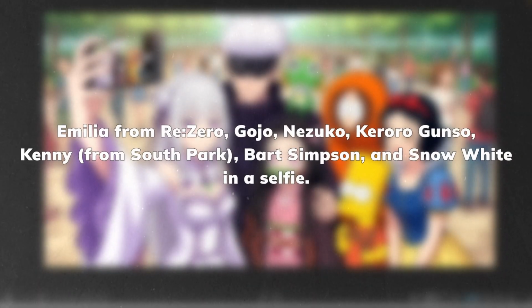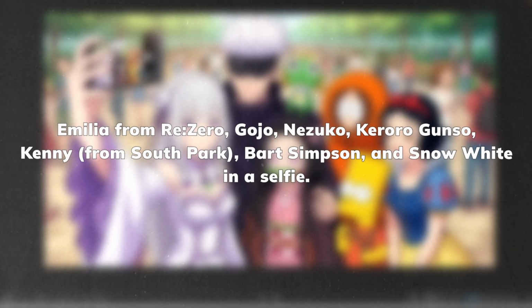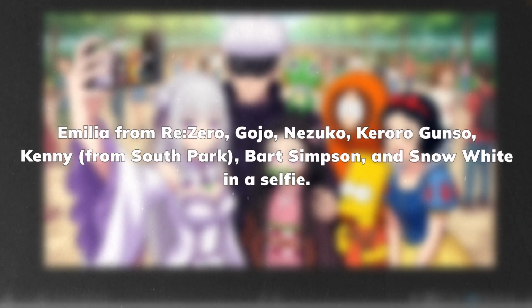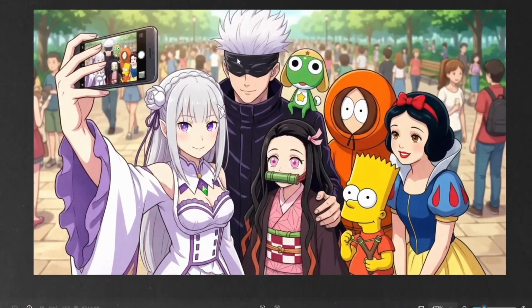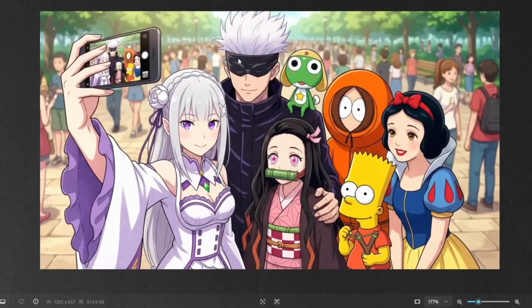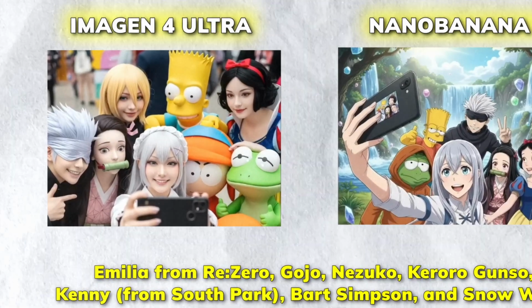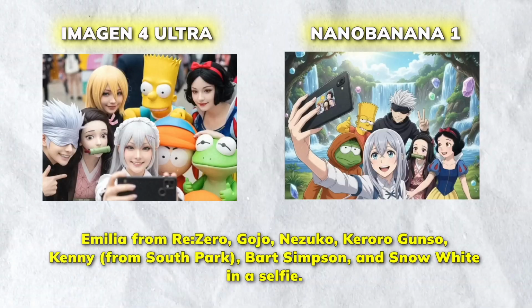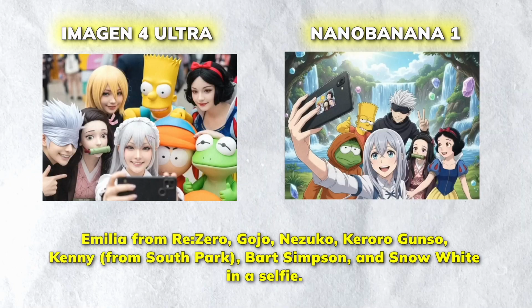For fictional characters, I tested Emilia from ReZero, Gojo, Nezuko, Keroro Gunso, Kenny from South Park, Bart Simpson, and Snow White in a selfie. Nano Banana Pro got the outfits and character designs correct, including Emilia's specific outfit that almost every other model gets wrong. Imagen 4 generated Cartman instead of Kenny and created a random frog instead of Keroro Gunso. The character fidelity gap is enormous.